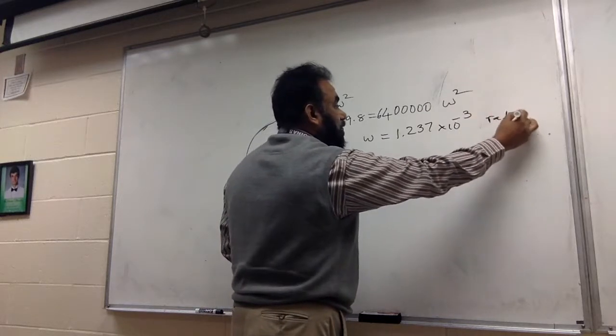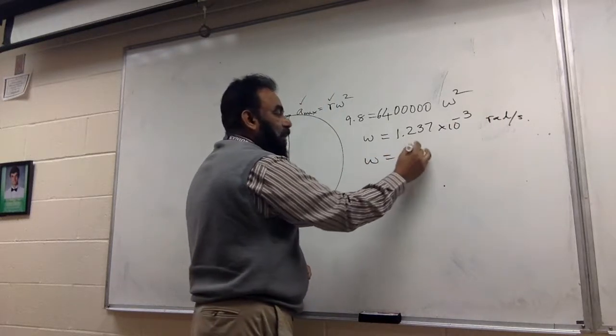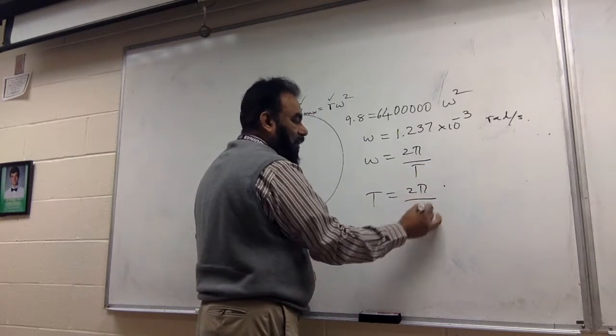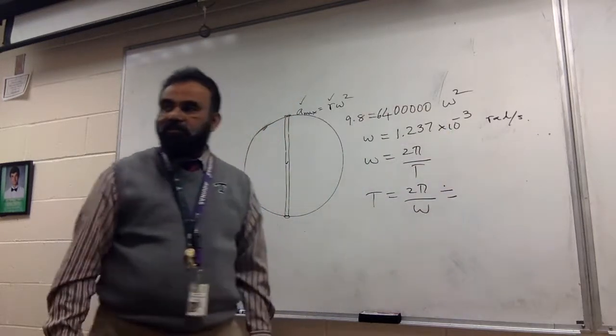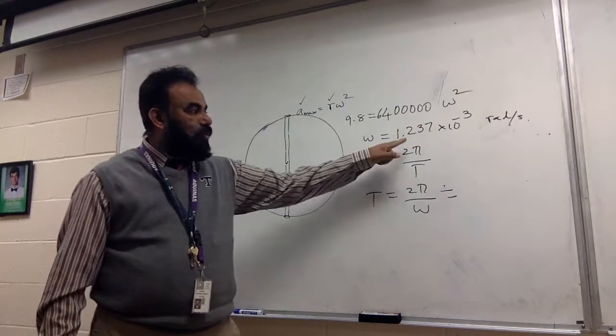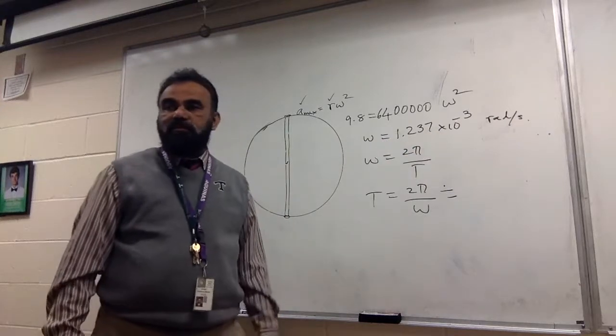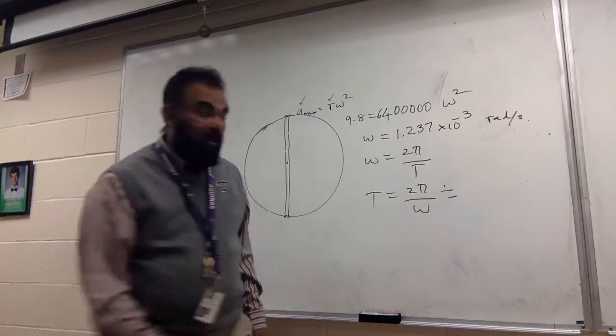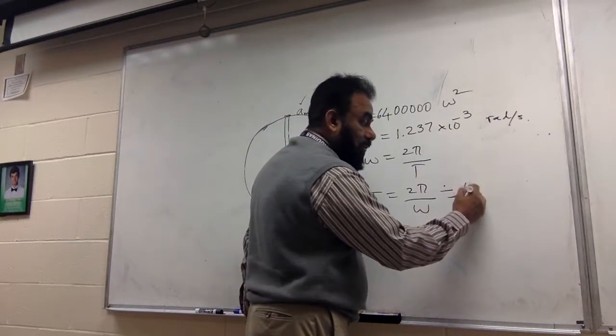Radians per second. But you know omega is 2 pi over capital T. So what is the time period? Time period is 2 pi over omega. Find that out. That's why I said leave the answer as it is. 2 pi divided by the answer. 5,077.58. How much? 5,077.58.